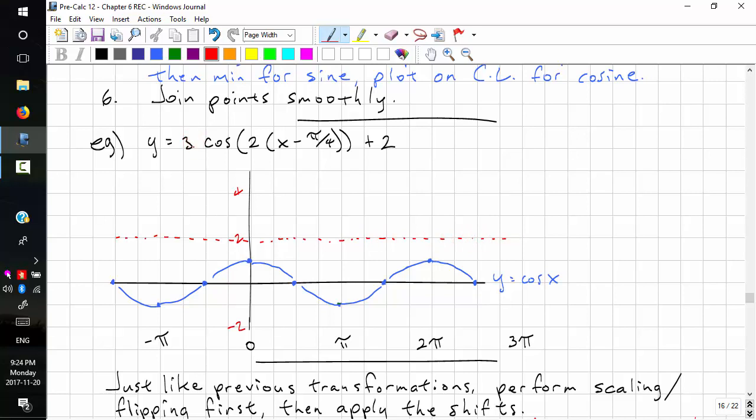Okay, the amplitude is 3. So we want to go 3 up from the center line and 3 down from the center line. And again, we're going to just make it a dotted line. And 3 down takes us to negative 1.